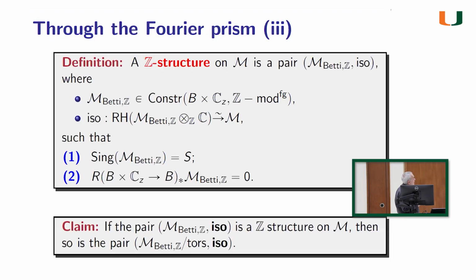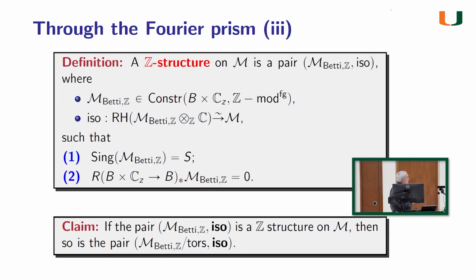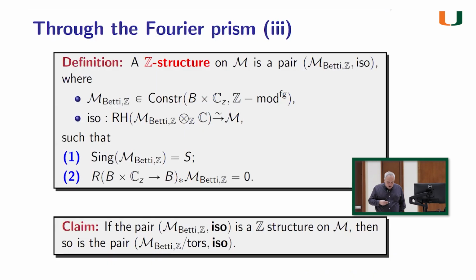And I already made this remark, but let me make it again. If you have this structure on the Fourier dual F bundle, then if you mod it out by torsion, it's also a Z structure. So it also satisfies the perv 0 condition. So adding the torsion in this way has more information, but doesn't destroy the property of the thing being a Z structure.